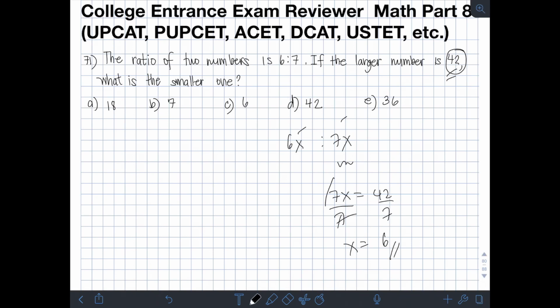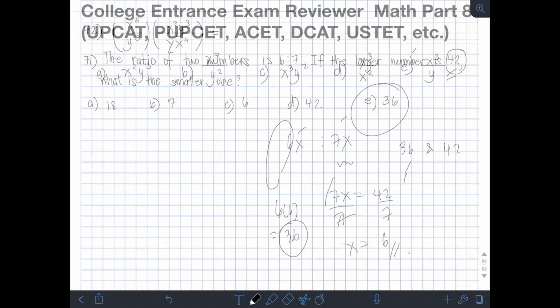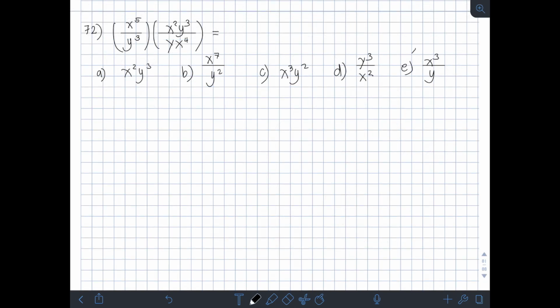Okay? Ngayon, para makuha natin yung actual smaller number, i-multiply lang natin tong 6 sa nakuha nating x na 6 din. So, 6 times 6 is 36. So, therefore, the actual two numbers are 36 and 42. So, the answer is the smaller one is 36. Letter E.